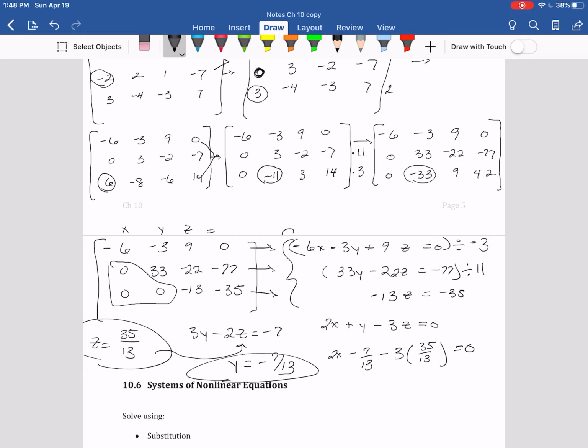As a fraction, your answer is going to be x equals 56 over 13. Yeah, and so that gives you the solution to your system, 3 equations with 3 unknowns.